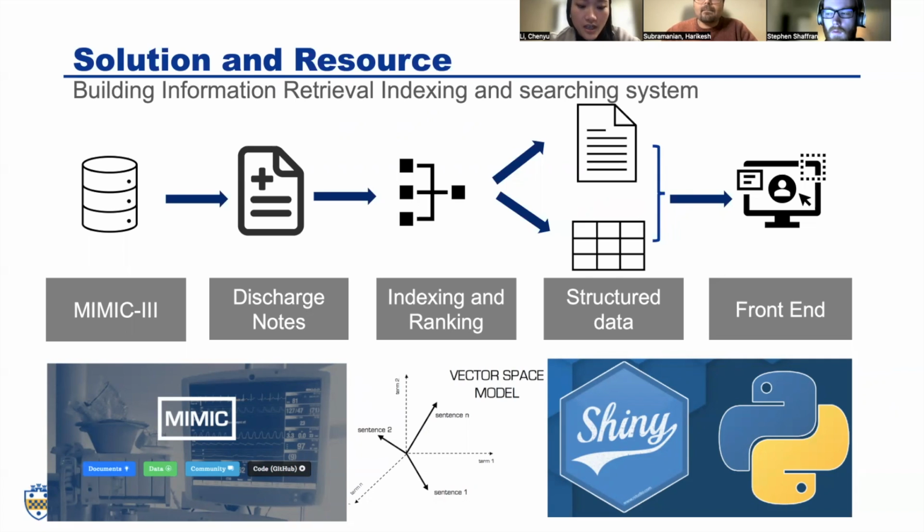We aim to tokenize and index the notes collection, calculate the TF-IDF for each corpus, and build a vector space model to extract the SDoH data. We will query unstructured SDoH components and trace back to the structured SDoH data in the database, and return a patient cohort. We also aim to build a front end using Shiny to showcase our information retrieval engine.